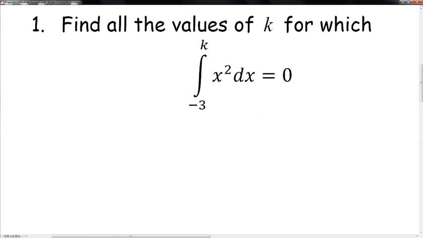Number 1, find all the values of k for which the integral from negative 3 to k of x squared dx is equal to 0. Again, I told you on our first property that this happens when our width is equal to 0. So for our width to equal 0, k has got to equal my starting spot, which is negative 3.